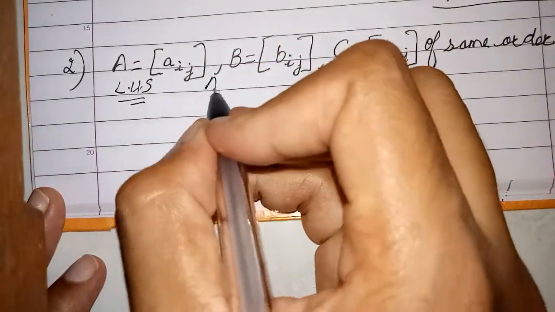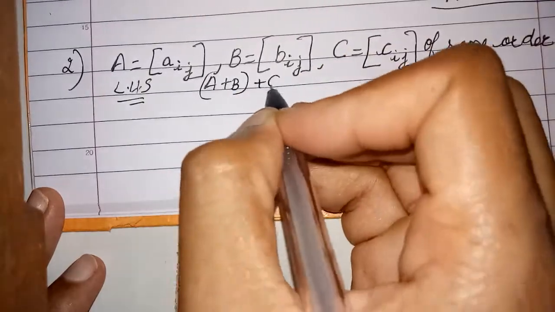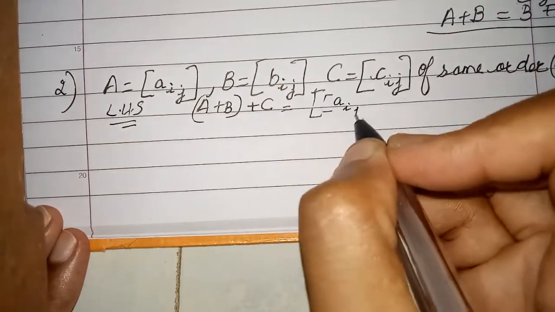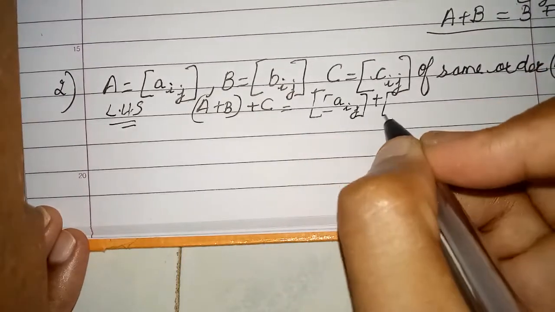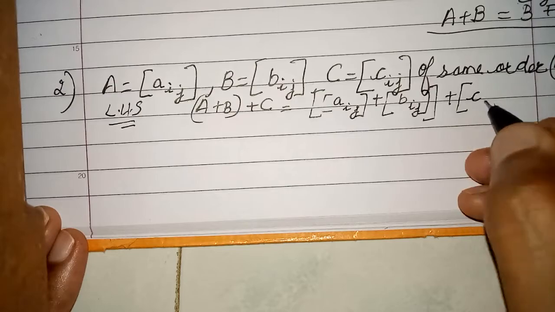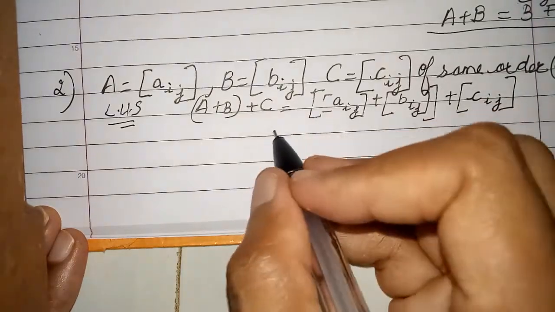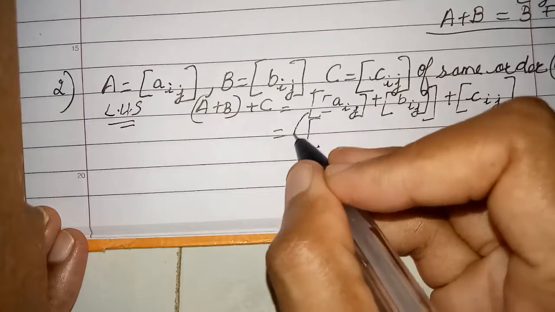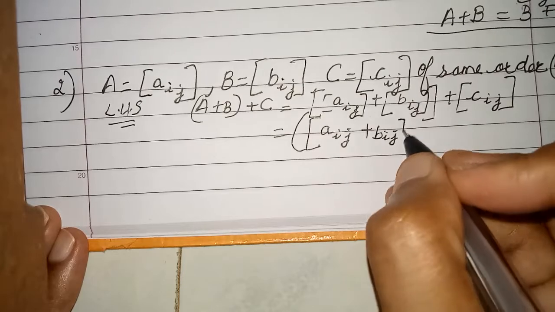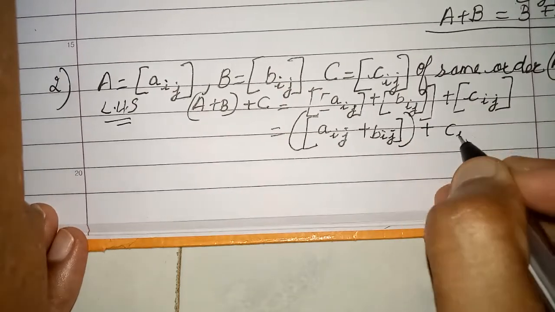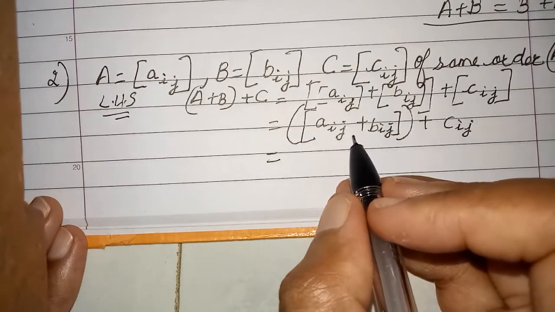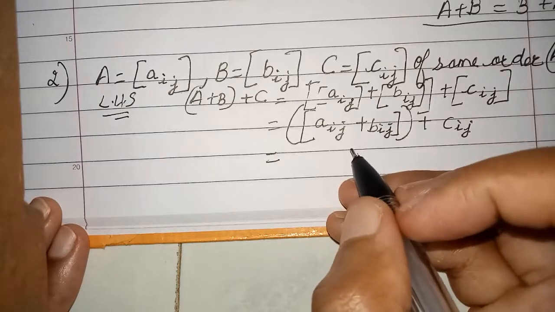What's my LHS? (A + B) + C. So by definition, inside this bracket you are adding your Aij plus your Bij, right? Its answer you are adding with Cij. So now these are both matrix additions. If you want you can put your round bracket, no problem in that: (Aij + Bij) + Cij. Is that clear?